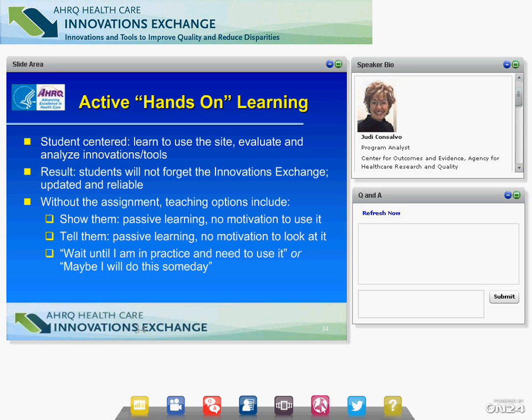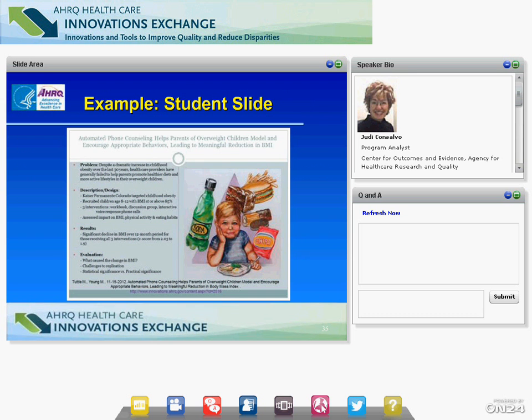Without the assignment, you can tell them about it. I'm sure those of you that are listening who teach, you can tell people, you can show people, but generally they might say to themselves, when I'm in practice someday I may use this. Who knows? This assignment gets hands-on and they do it. Next slide.